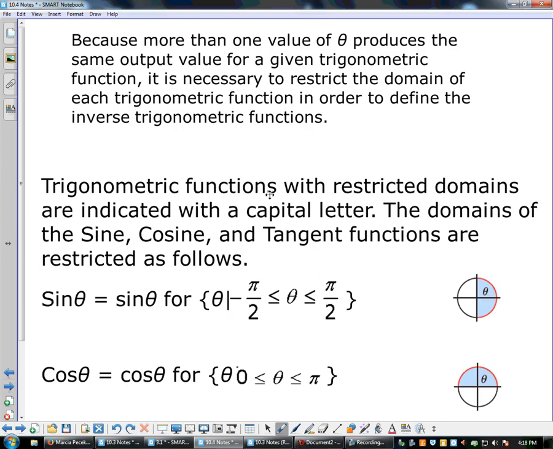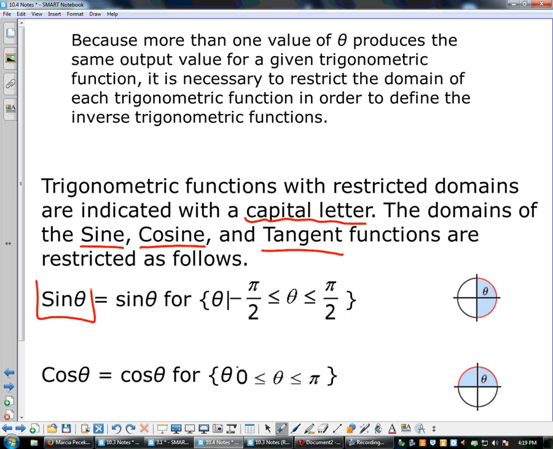Because more than one value of theta produces the same output value for a given trig function, it is necessary to restrict the domain of each trig function in order to define the inverse trig function. If we want the inverse to be a function, we have to limit the domain so that we don't have multiple answers. We only want one answer possible, and we want to agree on what that one answer is going to be. So trig functions with restricted domains are indicated with a capital letter. The domains of capital sine, capital cosine, and capital tangent are restricted as follows.